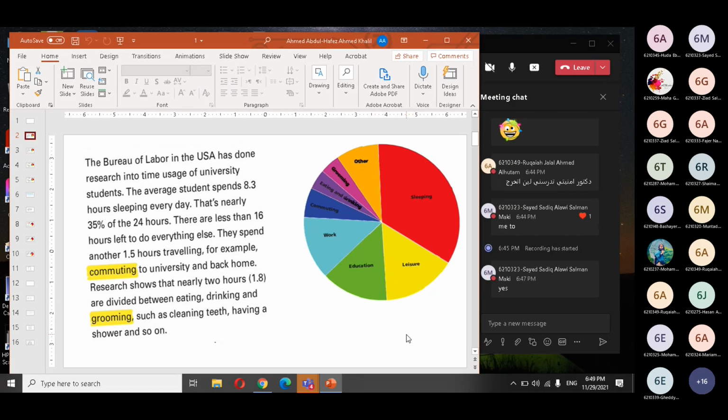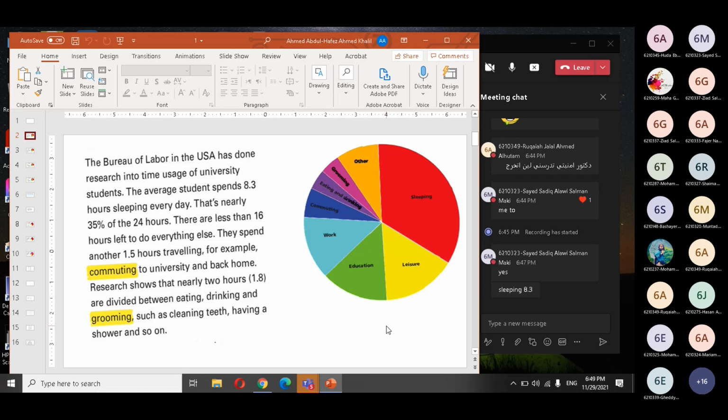Yes, which activity can you find in this text? Sleeping. Okay. How much time is given for sleeping? 8.3. Yes. So the first activity here, and it's the biggest activity or the longest one for spending the time. Okay. Yes. Sleeping, and it takes about 8.3 hours.